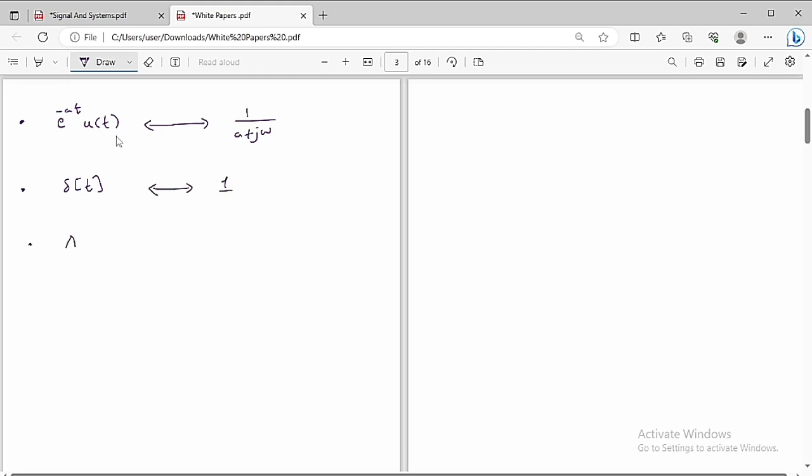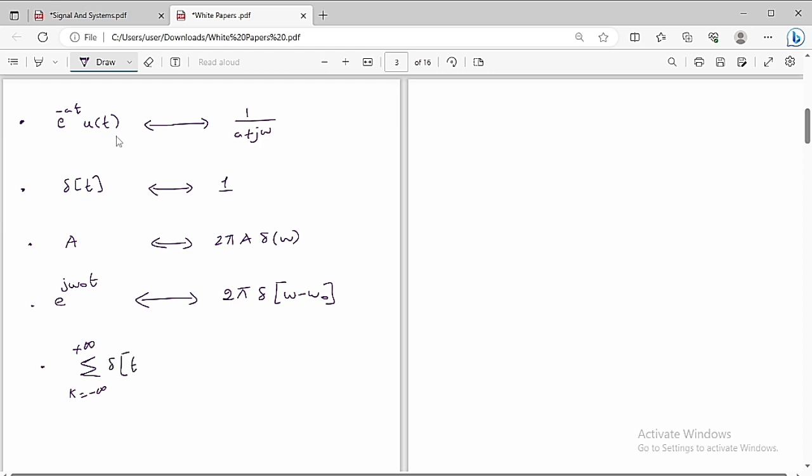And for A, the Fourier transform is 2 pi A into delta of omega. And for e to the power of j omega naught t, the Fourier transform is 2 pi into delta of omega minus omega naught. And another important formula that I want you to remember is sigma k equals minus infinity to plus infinity of delta of t minus kT. Here I am going to assume omega naught is 2 pi by T.